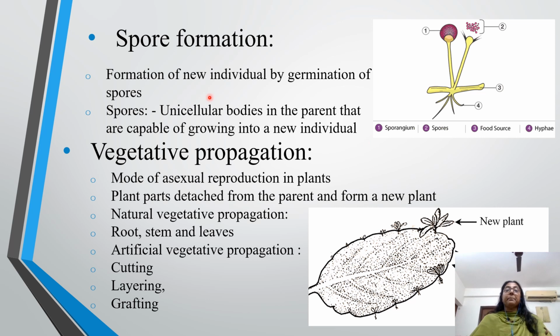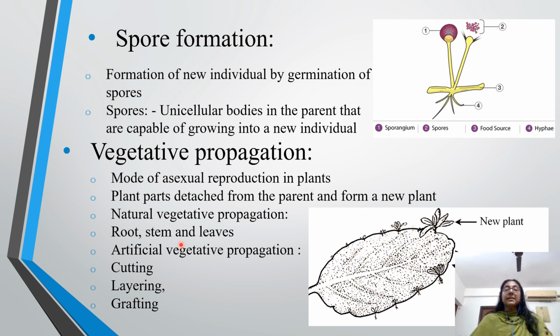So the next type is spore formation, where a new individual is formed by the germination of spores. They are unicellular bodies present in the parent body, which are capable of developing into a new individual. These small powder-like structures we call spores, and they can withstand any drastic climatic conditions.